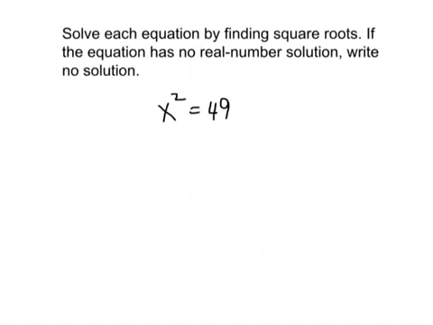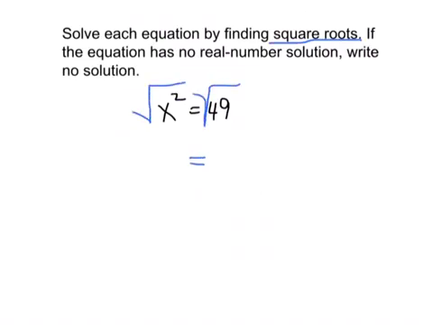Learning something new in this problem. This says solve each equation by finding square roots. If the equation has no real number solution, right? No solution. Okay, so for this problem, it is x squared equals 49, and we're solving this by finding square roots. So what we're going to do is actually take the square root of both sides of the equation.